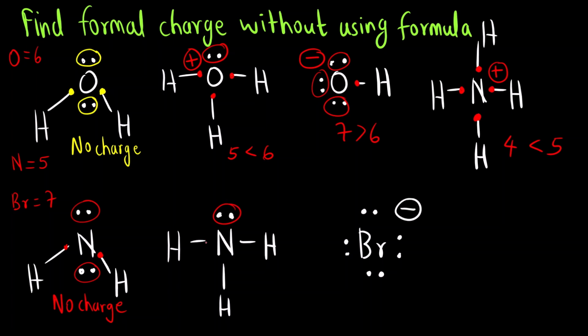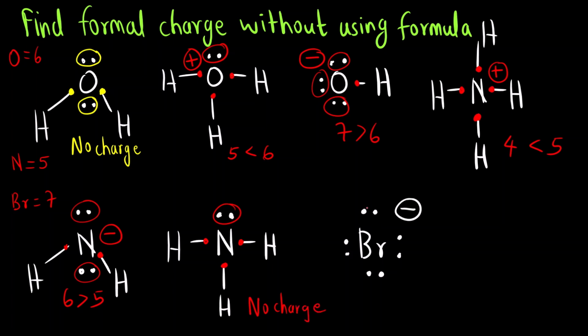Here the next one, 2, 3, 4 and 5. Sorry, here it will be 2 plus 2, 4 plus 2, 6. 6 is greater than 5. So here the charge will be minus 1. Here 2, 3, 4, 5. Here it is the same as the valence electrons. So here there will be no charge.